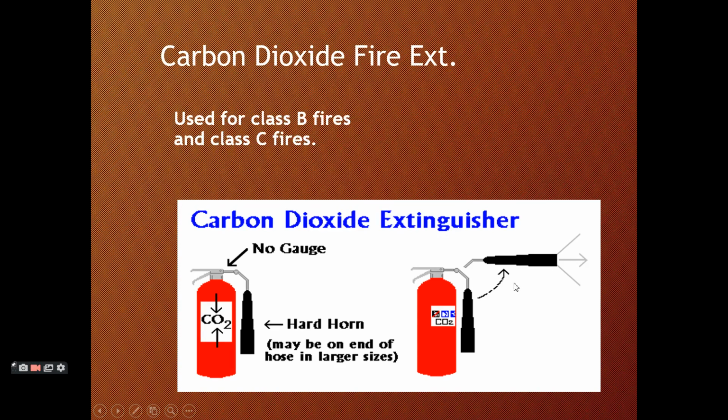So whenever you are using these CO2 extinguishers, always hold it from here, from the back, do not hold it from here. Because whenever the CO2 comes out from here, it gets very, very cold, giving you minus temperatures. If you hold it from here, your hand will freeze, you will get freezer burn, and you will damage your hand. So do not hold it from here. Always hold it from the back.